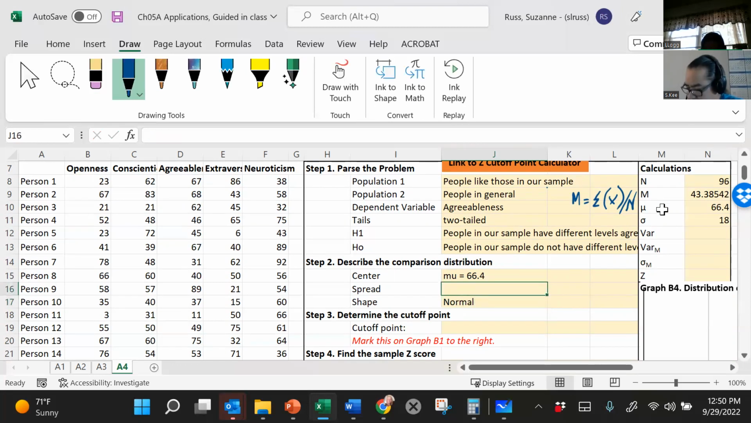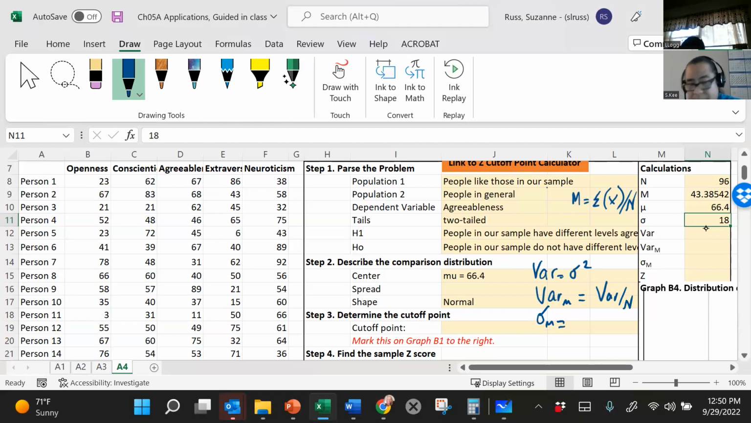Spread, I have the 18 here, but I can't compare the average for a group of 96 with the spread for a group of individuals. So I have to do these calculations. So we already know these, but I'm going to write them down again. So variance equals standard deviation squared. Variance for the distribution of means is variance over N. And SEM, or standard deviation for the distribution of means, is the square root of VARM.